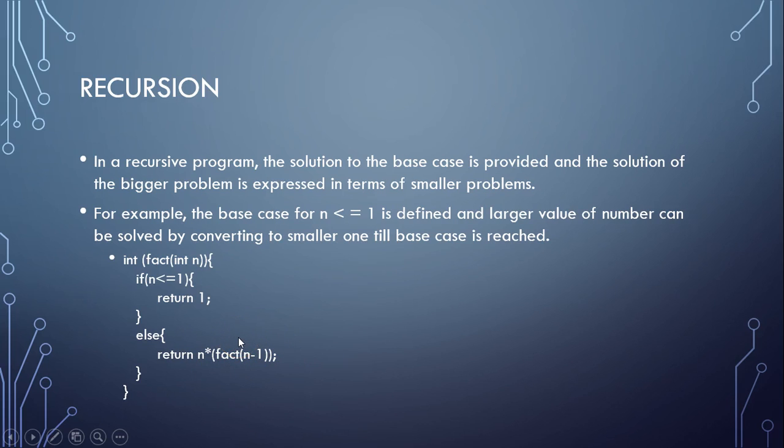Remember, factorials are a great example for recursion because when you do a factorial, for example, 5 factorial, it's 5 times 4 times 3 times 2, etc. So it is a great example of recursion.